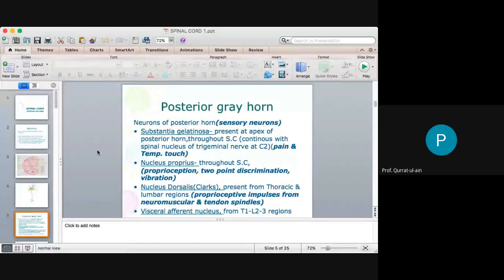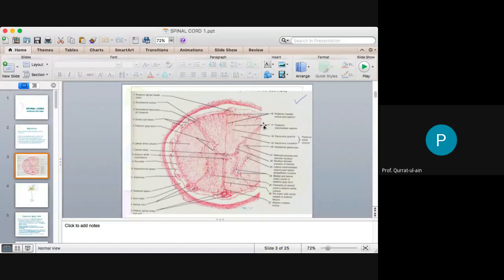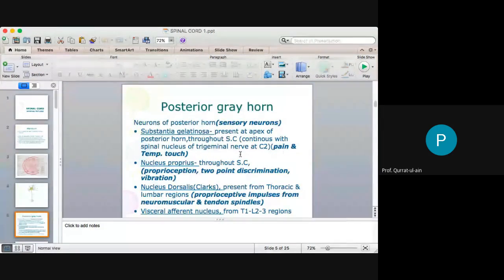Now, the first neurons, present at the apex of the posterior horn here, which we have drawn in the spinal cord also here, is the substantia gelatinosa, right? And it is present throughout the length of the spinal cord, mainly carrying the pain and temperature sensation. Now, I will be asking you which type of neurons will be stimulated when the pain and temperature is being carried out. When the touch or 2-point discrimination is being carried out, then what is the type of the neuron which is receiving this information, right? So pain and temperature and touch by substantia gelatinosa.